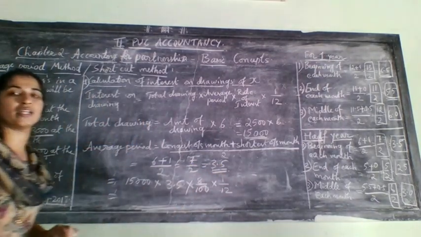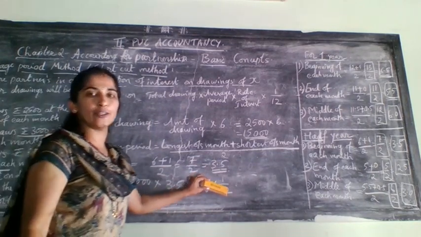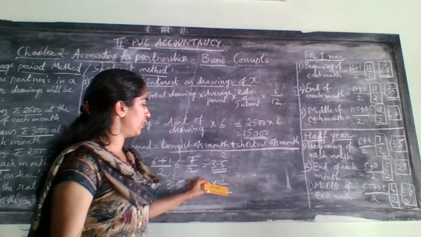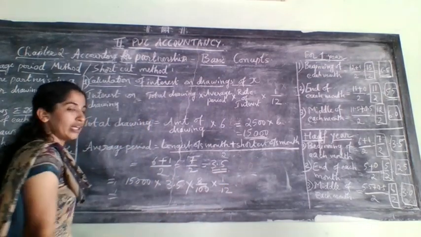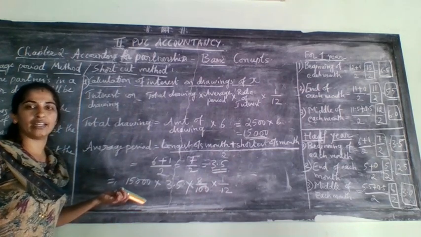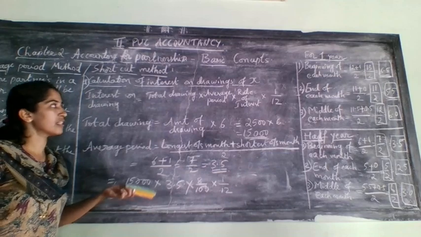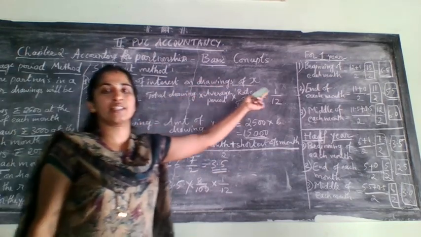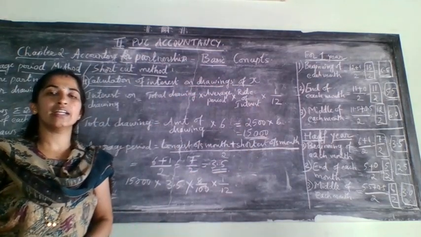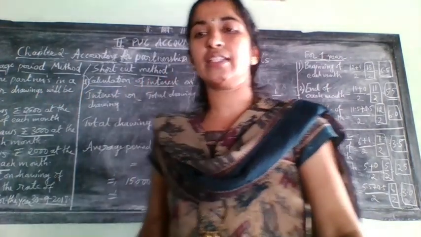Average period is 3.5. Rate of interest is the same, 8% into 1 by 12. Do it in your calculator and find out the answer and write it here. That answer is related to X. You calculated X's interest on drawing. Okay, now let us see the second part.